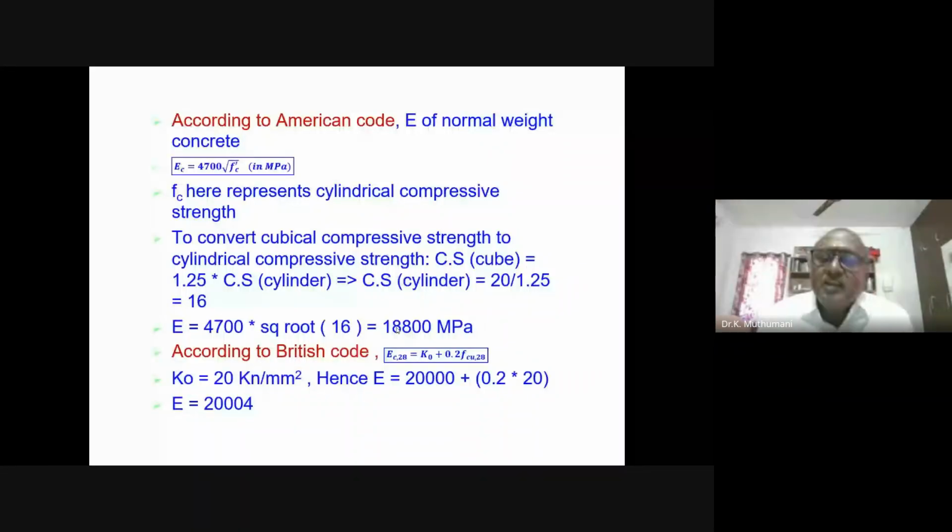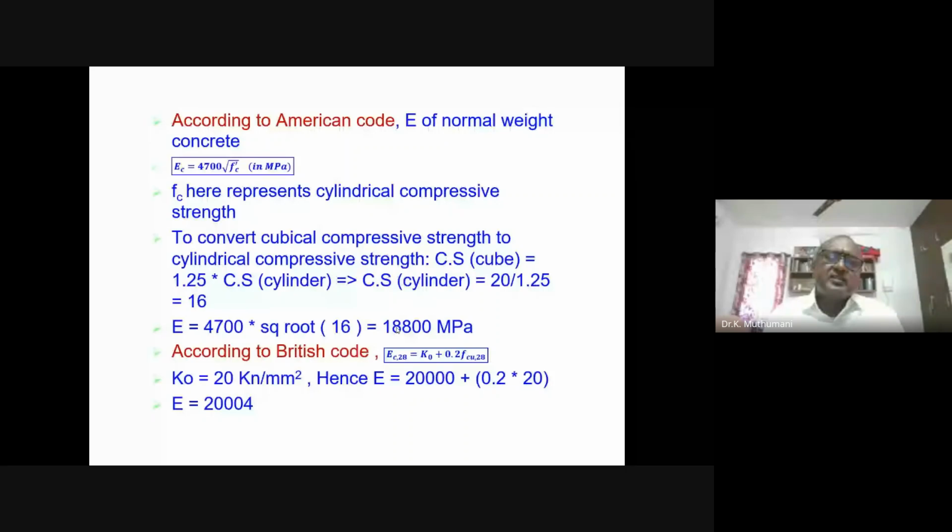For example, the American code says it's only 18,000. So you use an 18,000 value for M20 and try to find out what happens to your design. This is only to check the drift values, whether the drift value is well within the limit or not. So it is better to give the benefit of the doubt to any of these Young's modulus values, because technology across the globe should be the same.